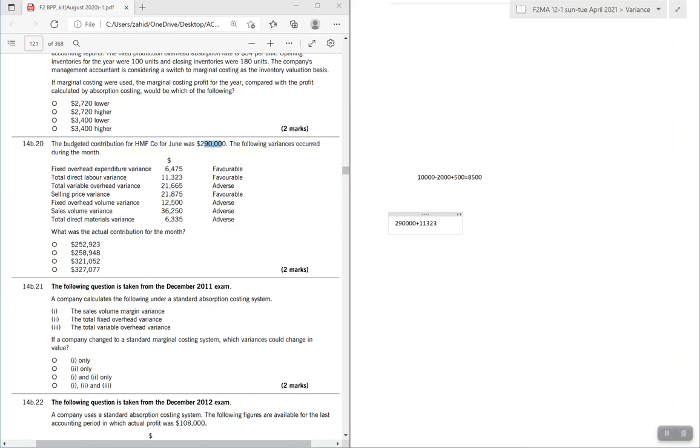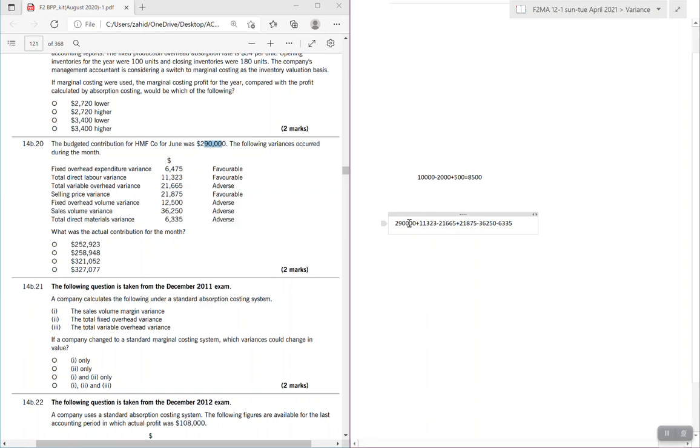Total variable overhead variance, yes, we minus that. All variable will be minused. Sales variance, yes, we add that. Fixed overhead volume, no. Volume doesn't exist in contribution, marginal costing. Expenditure exists, but we do that after actual contribution. Go back to the operating statement if you forgot. Sales volume variance, yes, we minus that because it is budgeted contribution, not standard contribution on actual sales. Then material variance, we minus that as well.